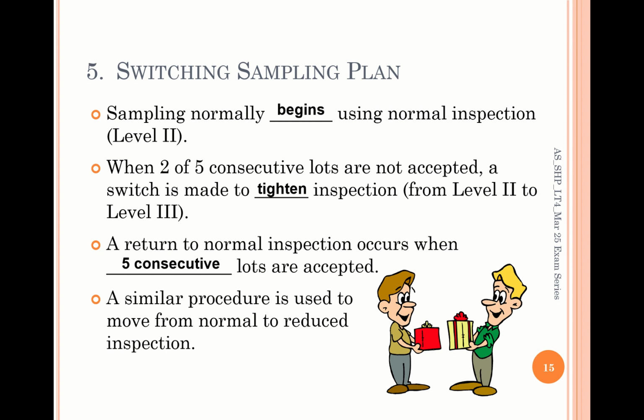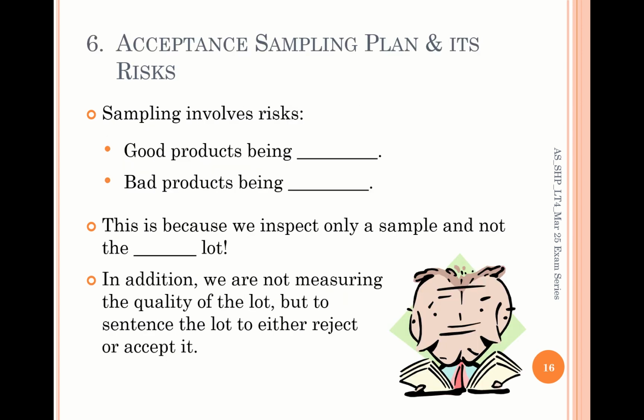That means you accept all the 5 lots. Same thing if your product starts from level 1, they may want to treat it as level 2, a more expensive option than level 1. And then once everything is okay, you can go back to level 1 again.